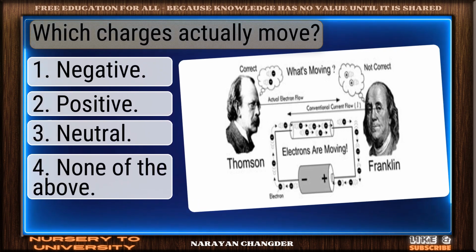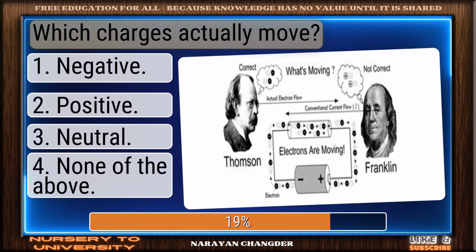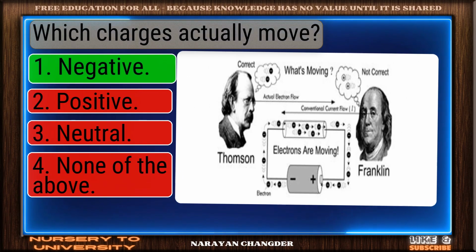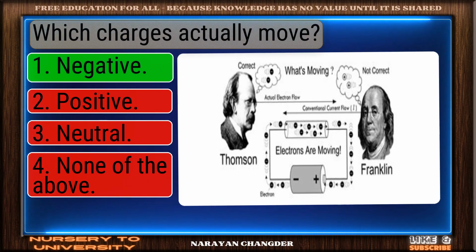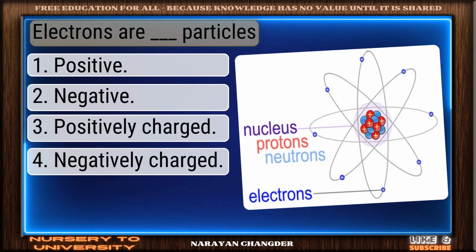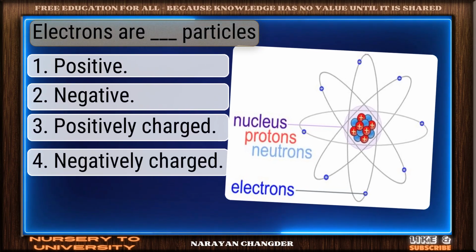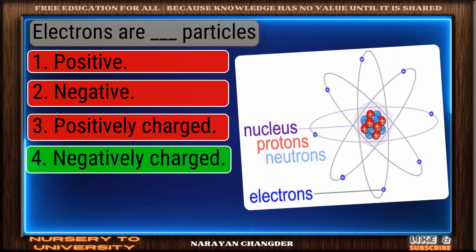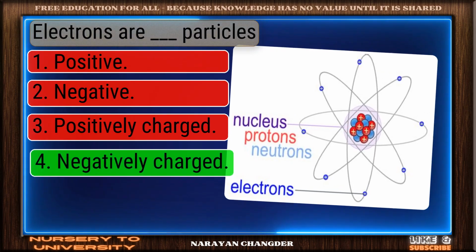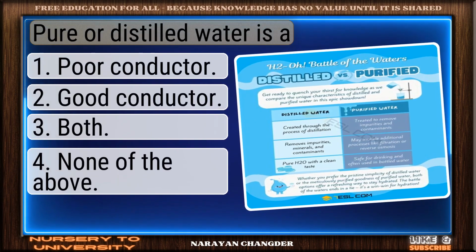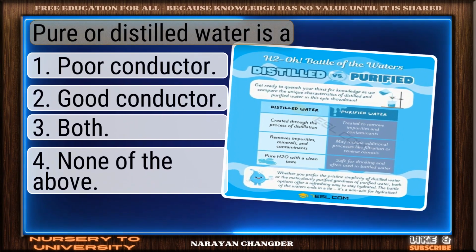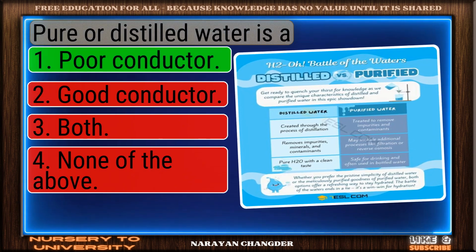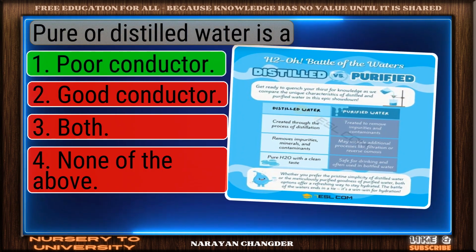Question number 243. Which charges actually move? Correct response. Negative is the most accurate answer. Question number 244. Electrons are dash particles. Great job. Negatively charged is the accurate answer. Question number 245. Pure or distilled water is a? Good thinking. Poor conductor is the right answer.